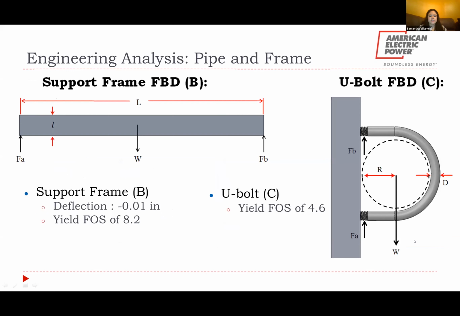On the next slide, you can see the free body diagrams for the analysis done on the support frame and the U-bolt. For the support frame, the stress and the deflection were calculated. It had a deflection of 0.01 inches and a yield factor of safety of 8.2. And on the U-bolt, the stresses were calculated and it has a yield factor of safety of 4.6.